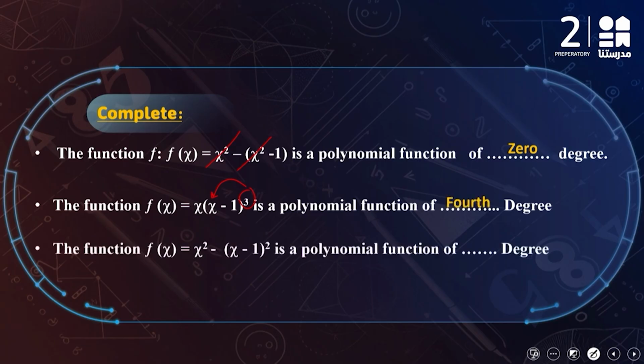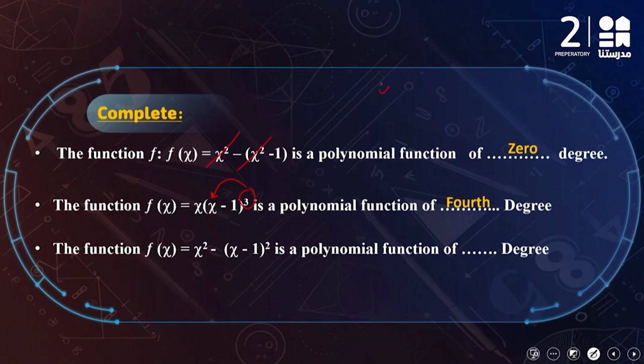Now another one here, the function f of x equals x squared minus x minus 1 squared is a polynomial function of which degree here? First, we say we should simplify it before we find the degree. How to simplify this part? I want you to revise something with me.